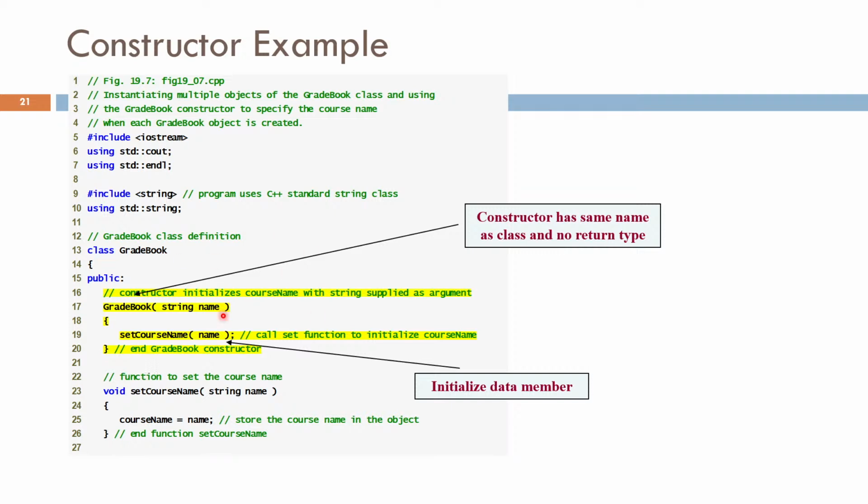So in our example here, within our gradebook class, we can have our constructor being the same name as our gradebook class, and we can have an input variable for our constructor, and we can use our setter to allocate something once we create our object in main.